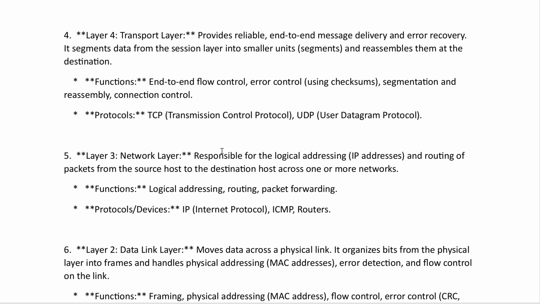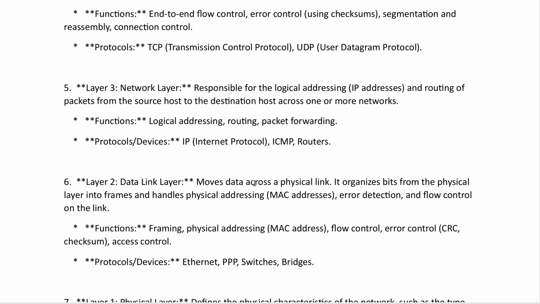Layer number four is known as transport layer. Transport layer provides reliable end-to-end message delivery and error recovery. It segments data from the session layer into smaller units called segments and reassembles them at the destination. The functions of transport layer are end-to-end flow control, error control using checksum, segmentation and reassembly, connection control. Protocols supported are TCP, that is Transmission Control Protocol, UDP, User Datagram Protocol.